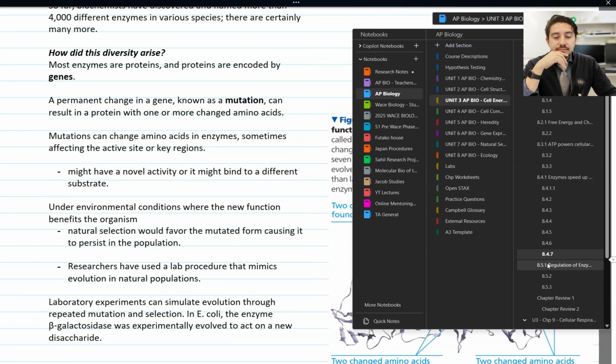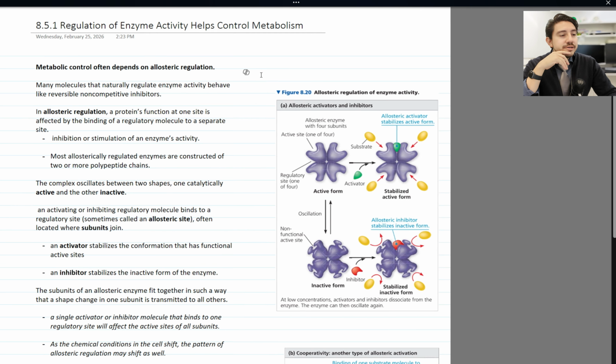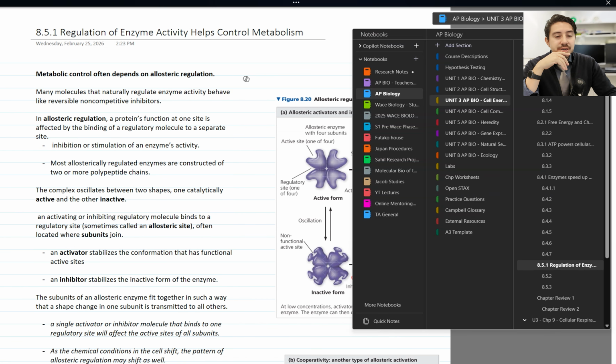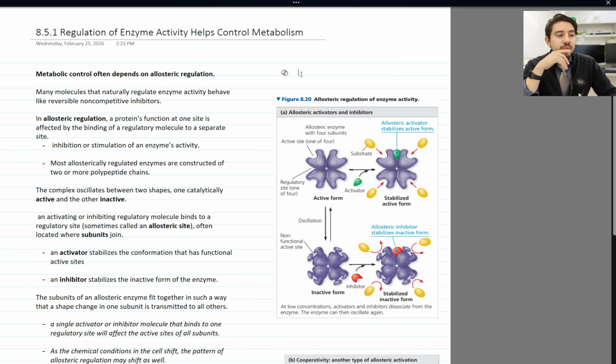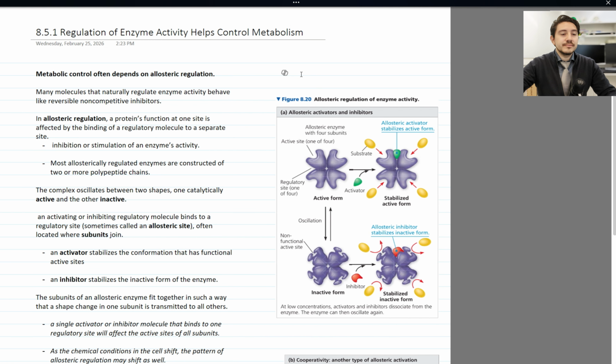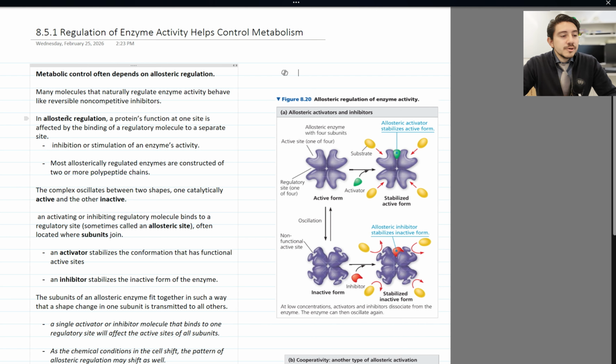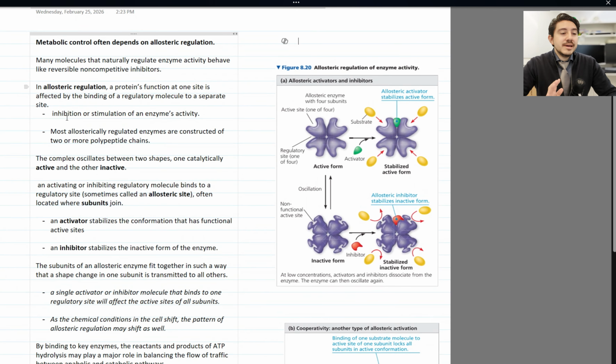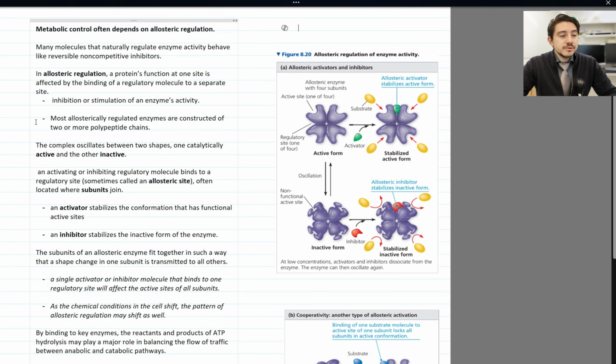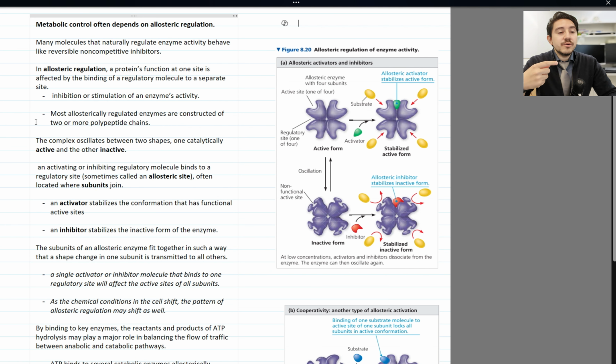Let's continue on. All right, almost finishing off. This is the last section of chapter 8. So 8.5, regulation of enzyme activity helps control metabolism. Metabolic control often depends on allosteric regulation, so we're going to take a look at that. Many molecules that naturally regulate enzyme activity behave like reversible non-competitive inhibitors.